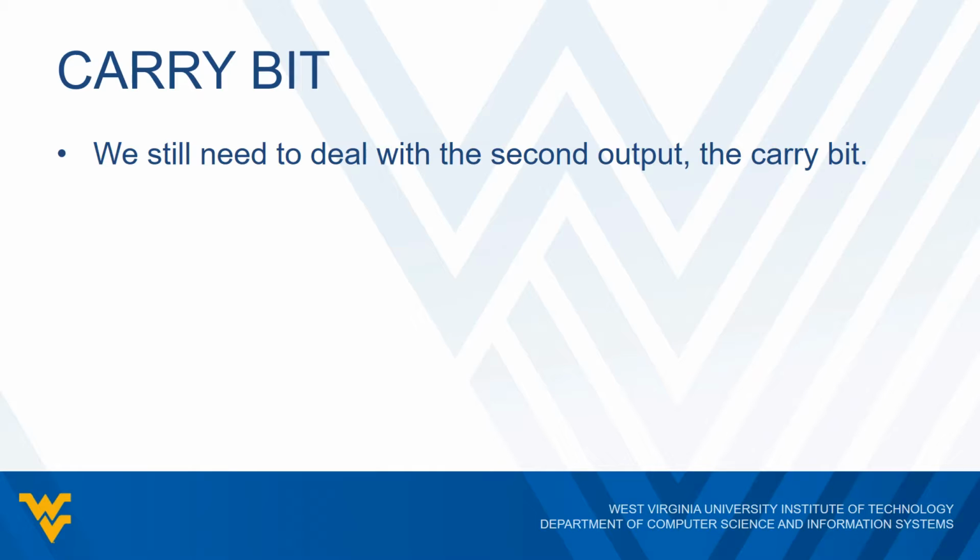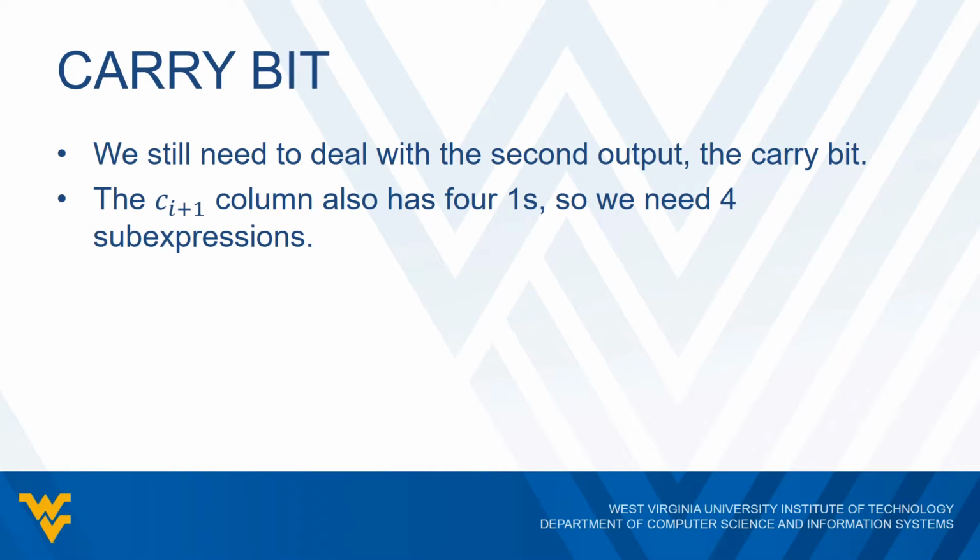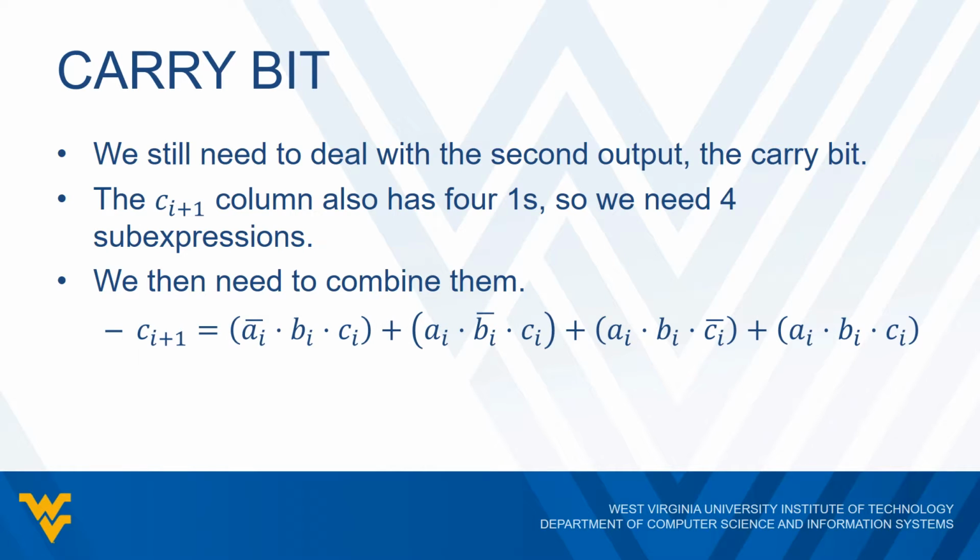We still need to deal with the second output. We still need to deal with that carry bit. So if we look at that table again, we would see that we have 4 ones. So that means we need an additional 4 sub-expressions. I'm not going to list every single one of them, but you can use the same procedures before to get those 4 sub-expressions, and then we would combine them using the OR operator. So this will be the result that we would get.